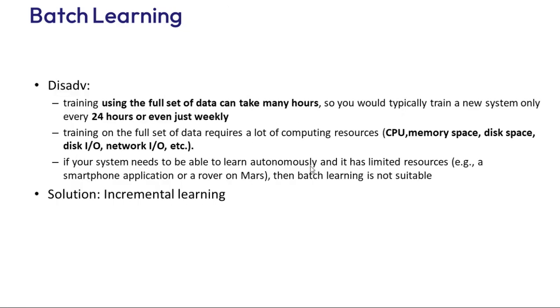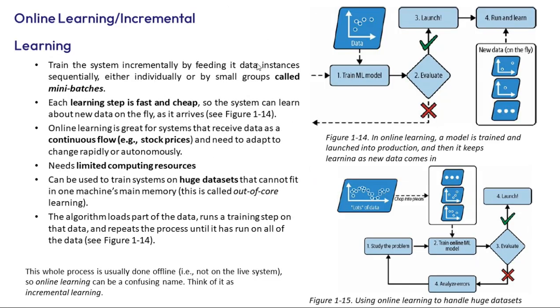Okay, so in incremental learning, what happens is we give the data in batches. We don't give the entire 90,000 images in one go. We make batches, small groups, and we call them mini batches, right? Since we give mini batches, each learning step will be very fast and cheap. That's why we also call it online training.